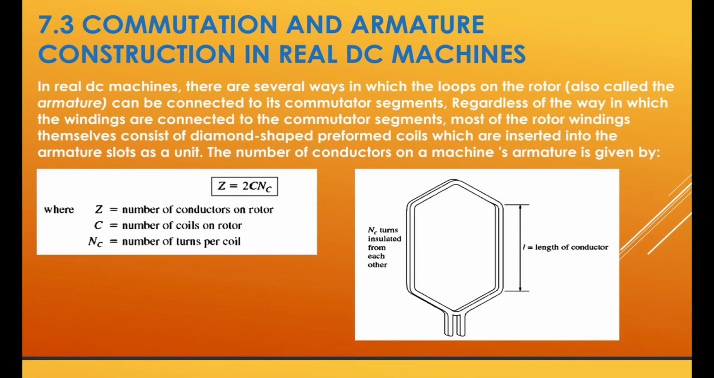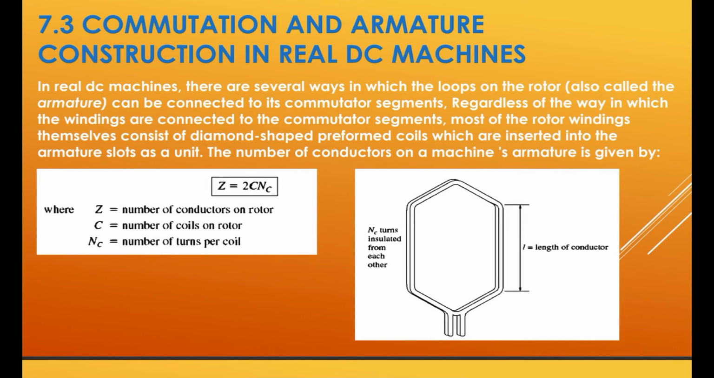Section 7.3: Commutation and armature construction in real DC machines. In real DC machines, there are several ways in which the loops on the rotor, also called the armature, can be connected to the commutator segments, regardless of the way in which the windings are connected to the commutator segments. Most of the rotor windings themselves consist of diamond-shaped preformed coils which are inserted into the armature slots as a unit.